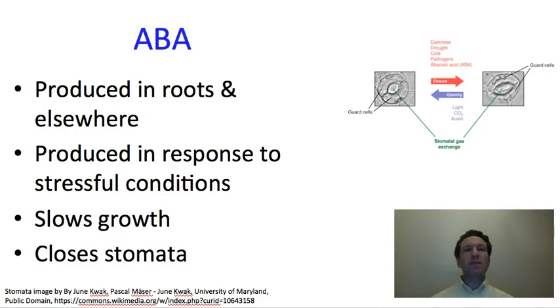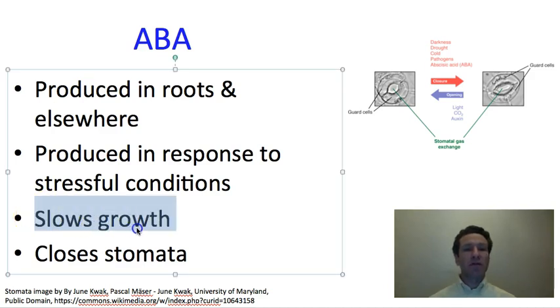We will not say as much about the next hormone, which is abscisic acid, or we'll just call it ABA. It's produced in the roots as well as elsewhere in the plant. And wherever it is produced, it is done so in response to stressful conditions. It generally has the effect of suppressing activity and suppressing growth. So slowing growth is one effect. Another effect is that it causes stomata to close.